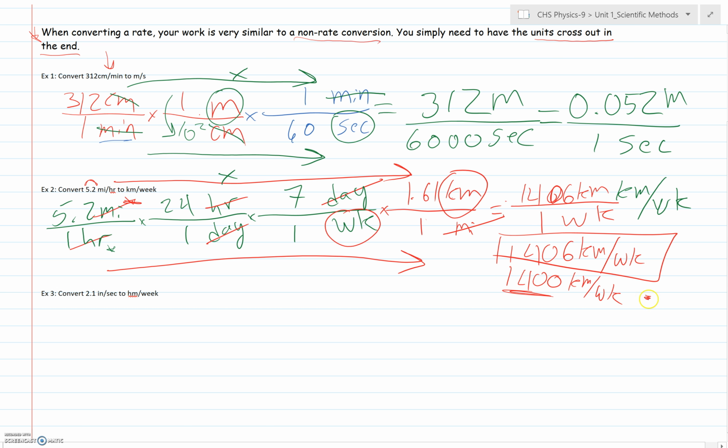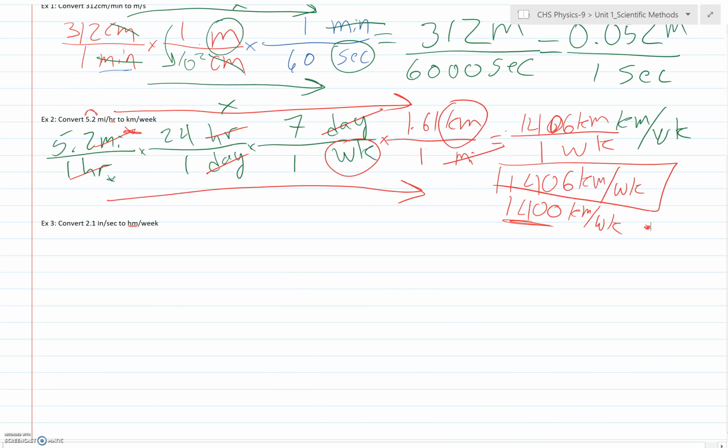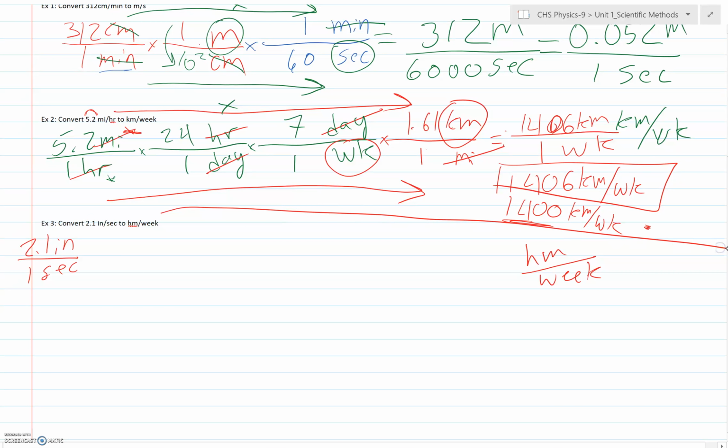All right, last one. This is an example of the most complex type of problem that I would ask you for this. It's going to be even longer than example 2. Let's get started. I'm going to start all the way over here. I've got 2.1 inches per second, so 2.1 inches for every 1 second. In the end, I want to be in hectometers for every week. Okay? So, here we go.